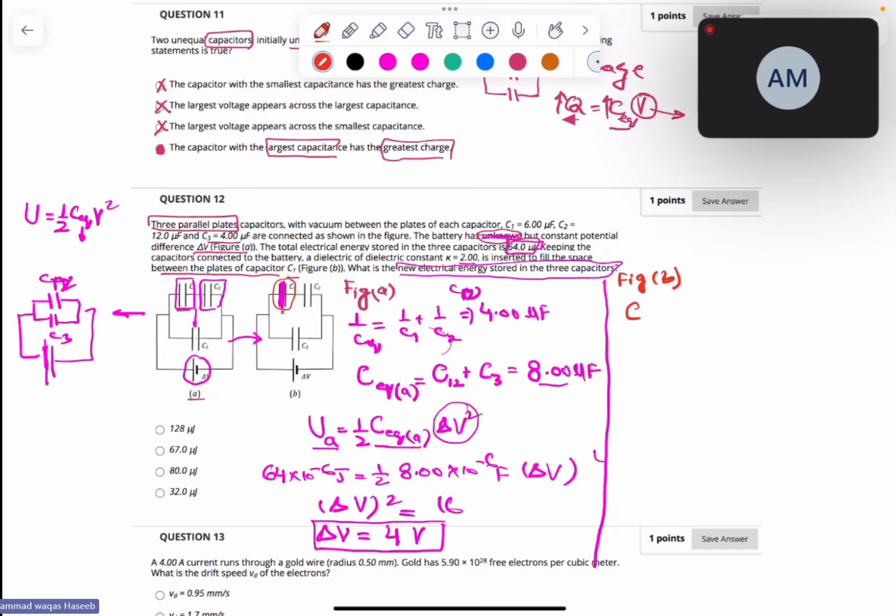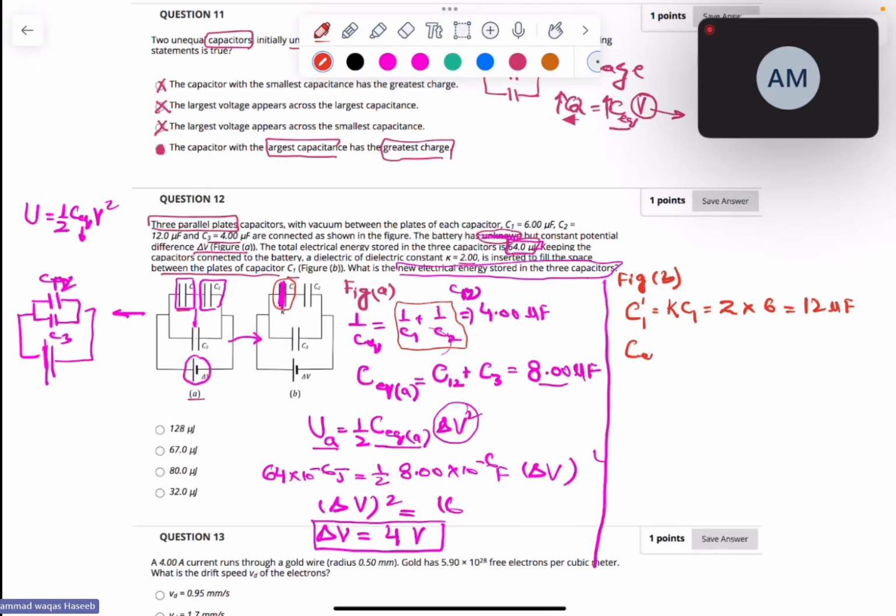So the capacitance for this C1 will change to K C1, and K is given as 2. So it increases by 2. C1 is 6, so your C1 will become 12 microfarad. Now these two are in series, so we have calculated like this.